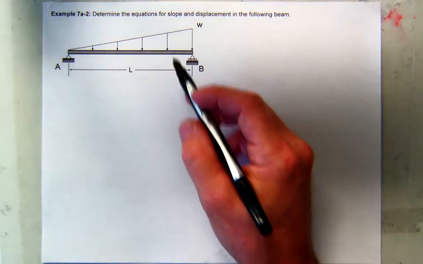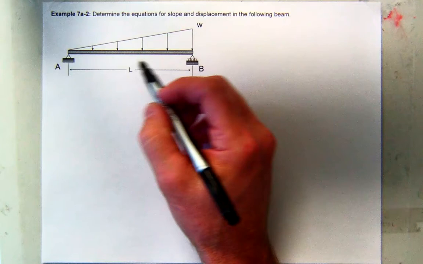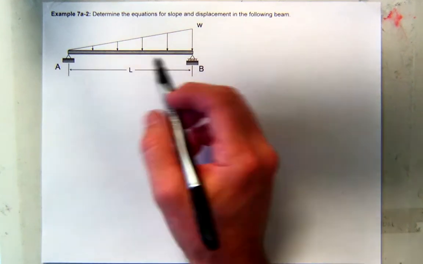All right, so let's try this one. Now that we have some experience, let's see if we can work this problem. Now, what looks different here between the previous problem we did? It's still a simple supported beam.